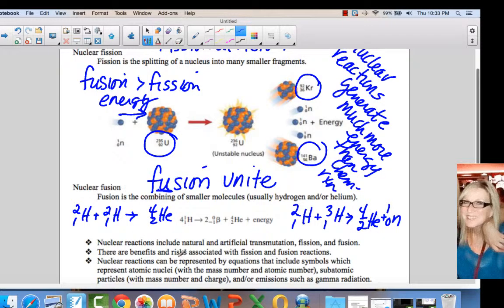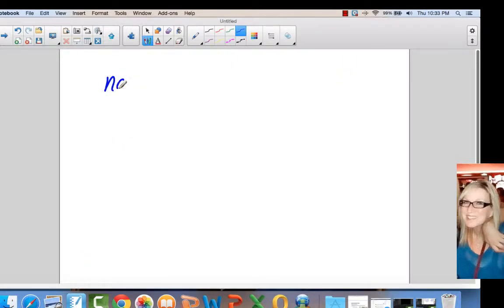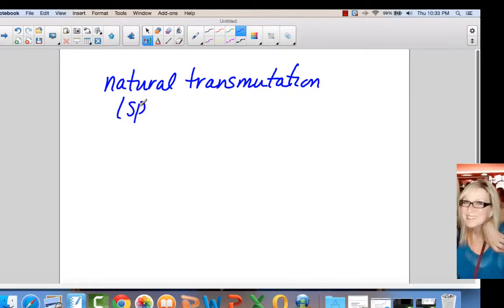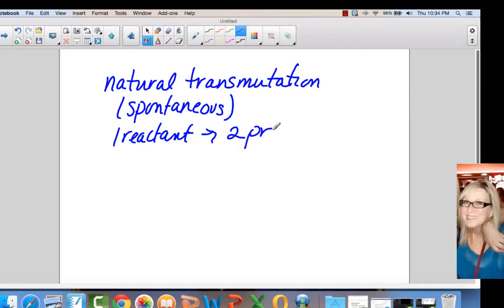There's natural and artificial transmutation. So, natural transmutation is spontaneous, which means it happens by itself. So that means I'm going to start with one reactant and wind up with two products.